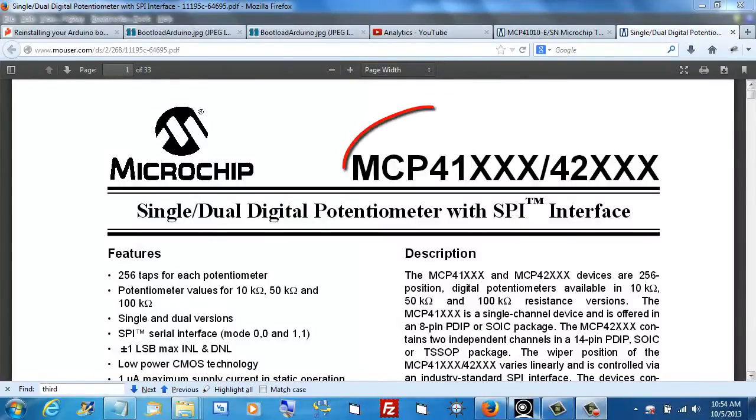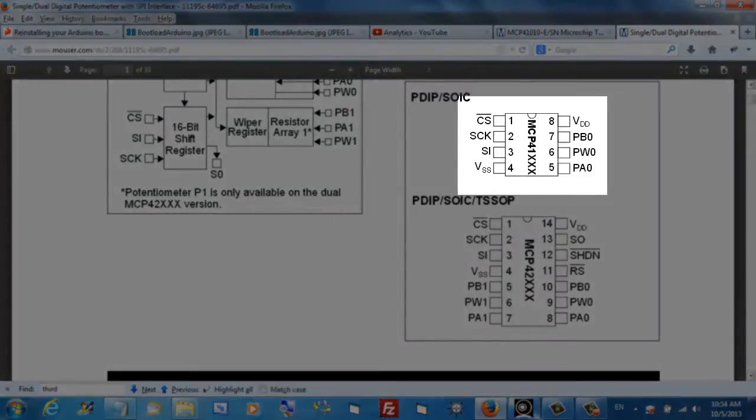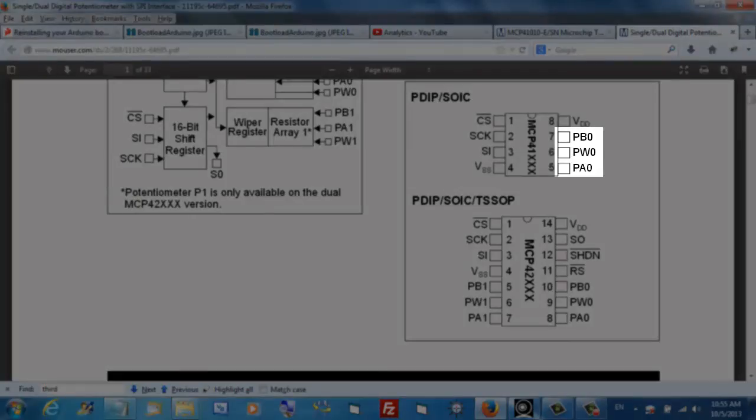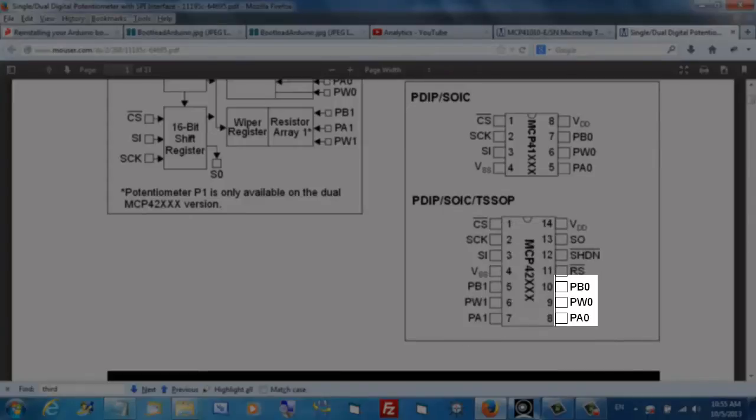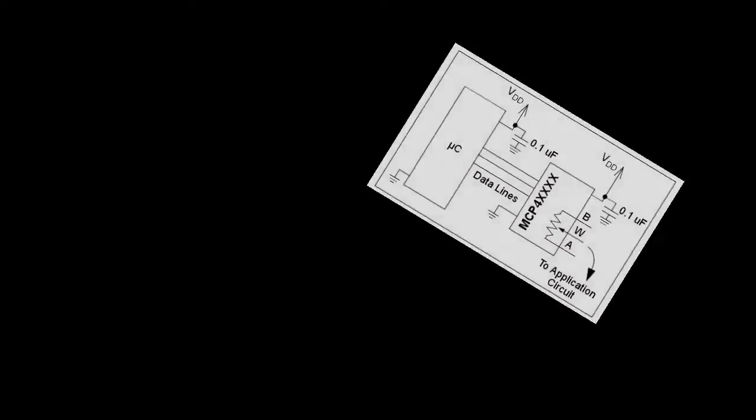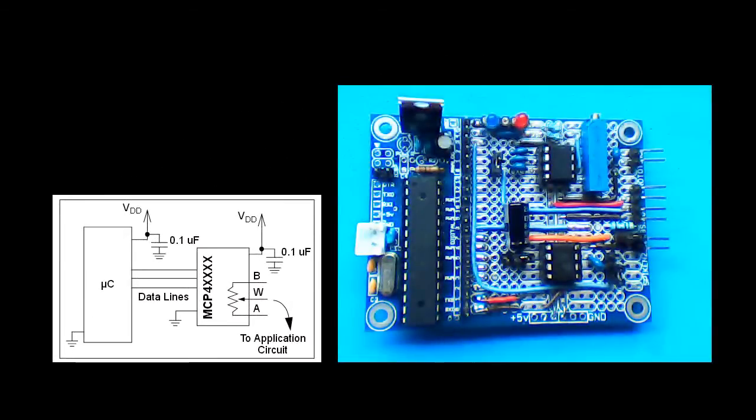It comes in a 41 series and a 42 series. The 41 series is an 8-pin chip that has one digital potentiometer on board. The 42 series is a 14-pin chip that has two digital potentiometers on board. The digital potentiometer can hook up to any microcontroller. I'll be using an Arduino with three data lines, which is the SPI bus.